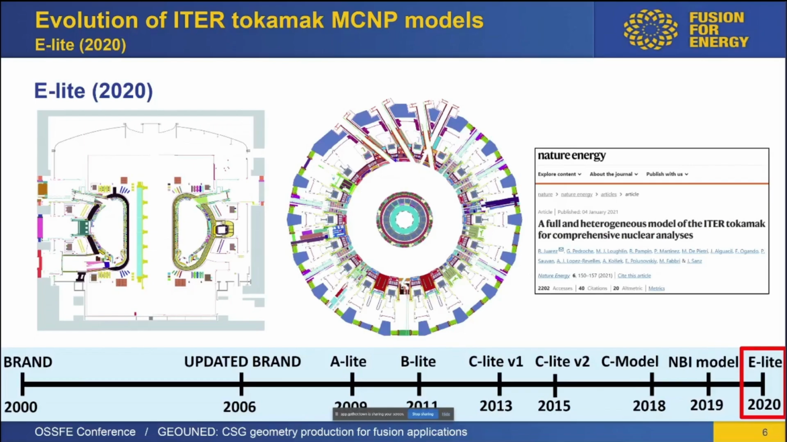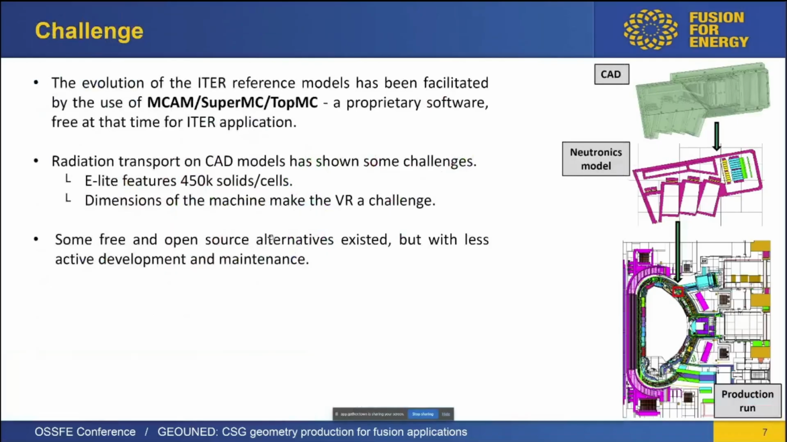But of course, all the models that you have seen, so these were 450,000 cells, they were all created by almost a single software. So for all this, we have used the so-called MCAM, SuperMC, or TopMC software. This is a proprietary software that was free at that time for ITER applications.